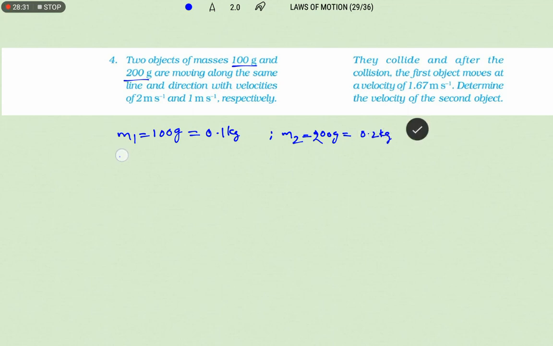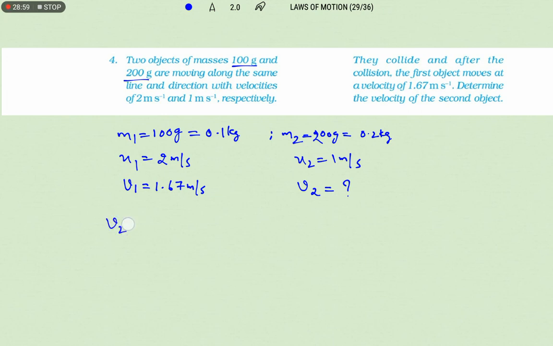They are moving with velocities u1 given as 2 meter per second and u2 given as 1 meter per second. They collide. After collision, the first object moves with a velocity v1 given as 1.67 meter per second. They are asking what is the velocity of the second object. So here we are going to use the formula, v2 is equals to, let us do it according to the law of conservation of linear momentum.